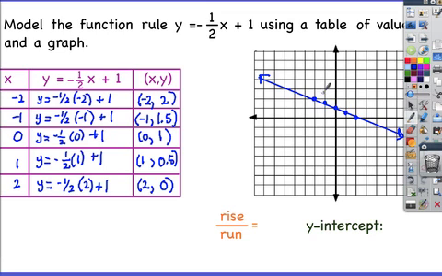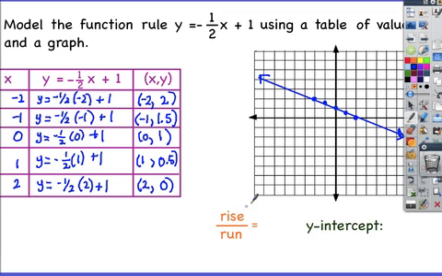But in the future, you may want to consider, instead of having the negative 1 and the positive 1, which give you those halves, choosing values like negative 4, negative 2, 0, 2, and 4, where you won't have to deal with any of the halves.